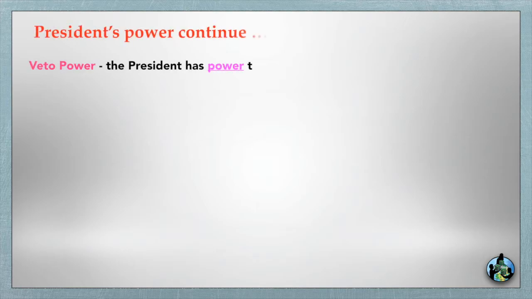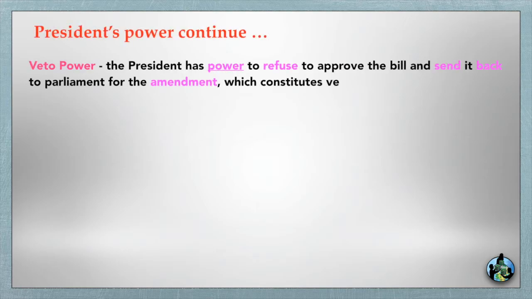Last but not the least, veto power. The President has power to refuse to approve the bill and send it back to Parliament for the amendment, which constitutes veto power.